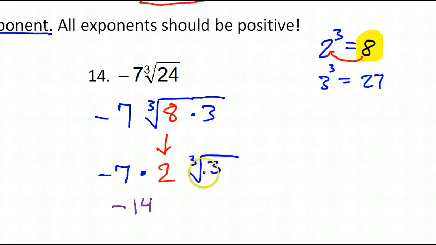And this will not simplify anymore, so we might as well make it the exponent that we were asked for. So remember, cube root is the same thing as the 1/3 power. So I have negative 14 and then times 3 to the 1/3 power.